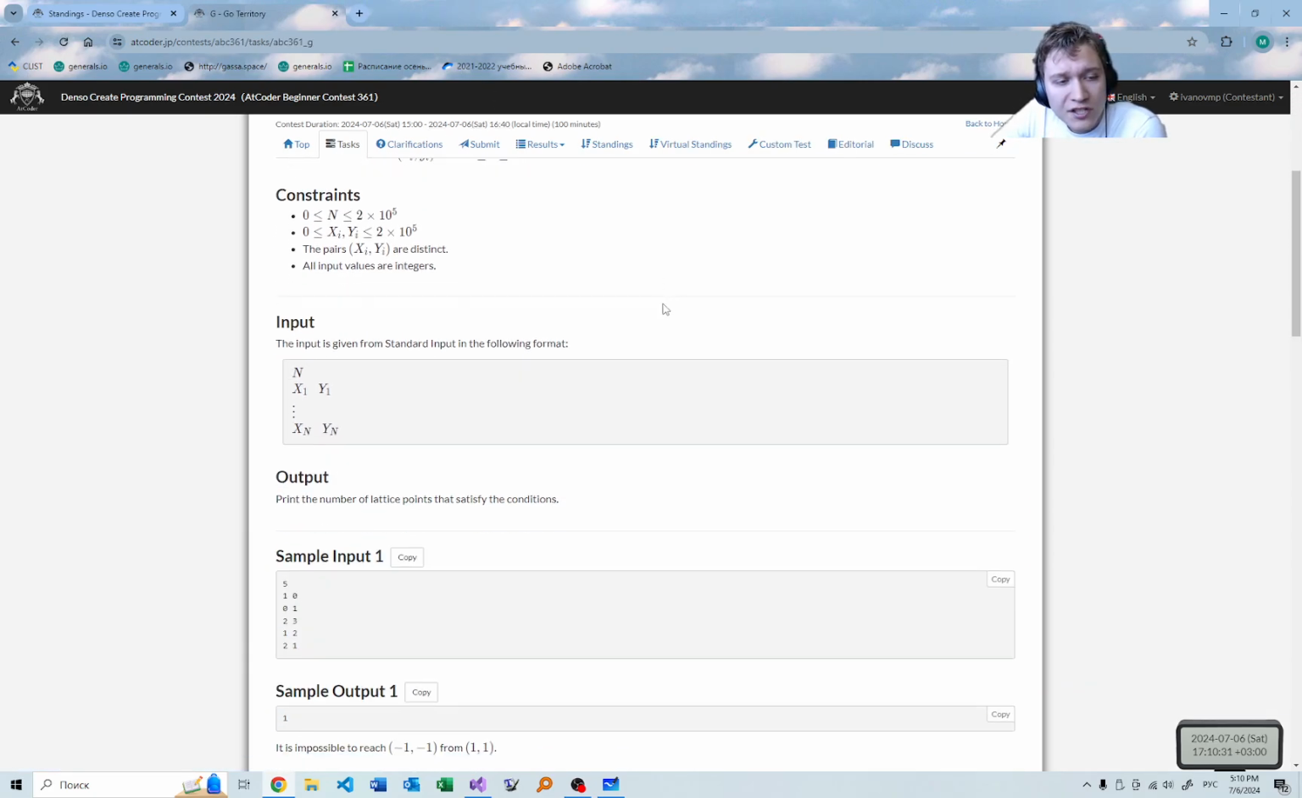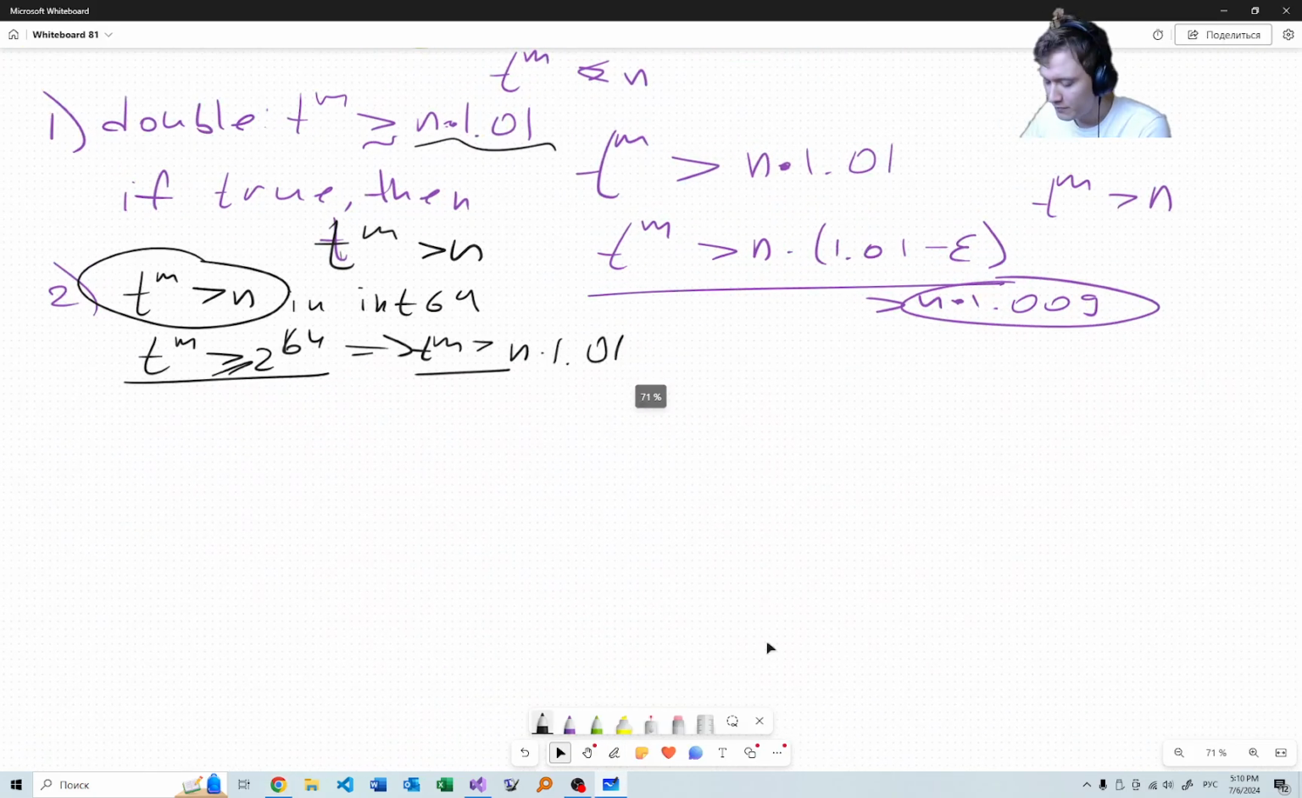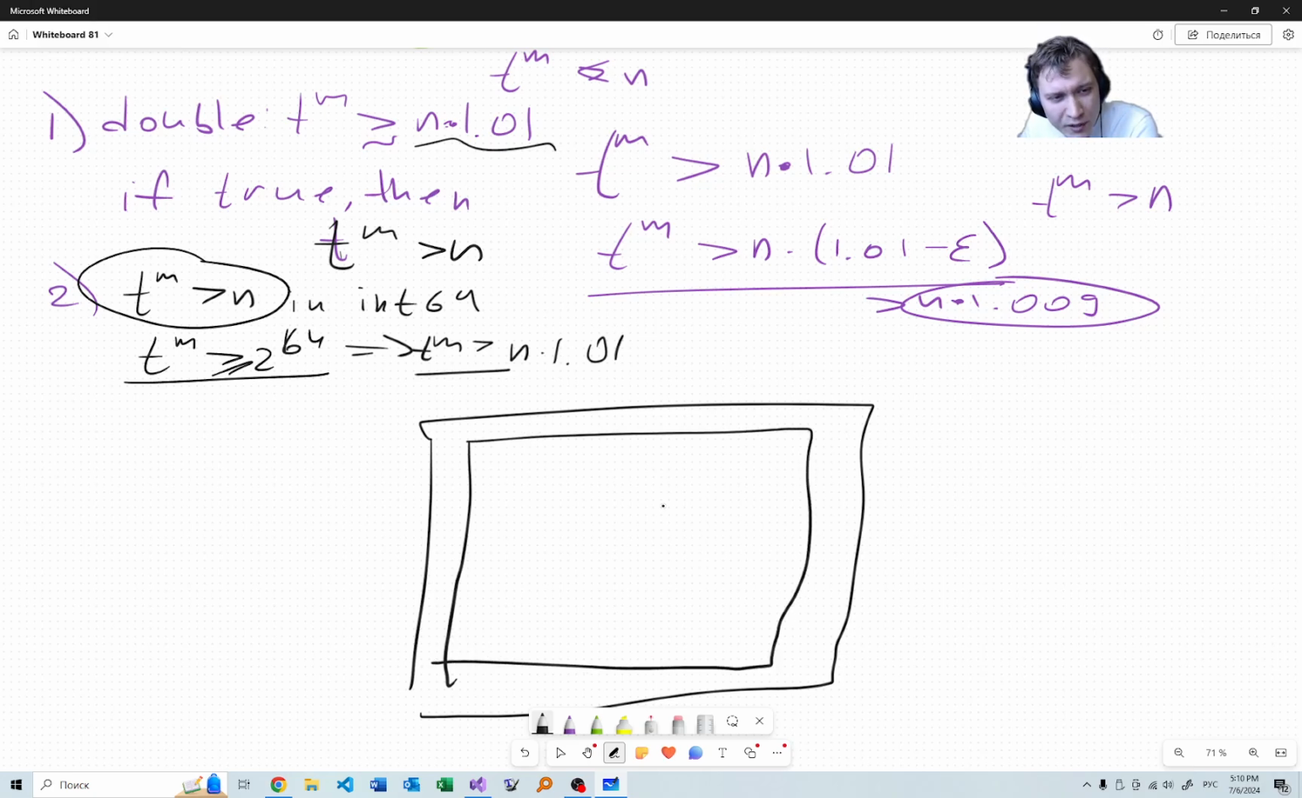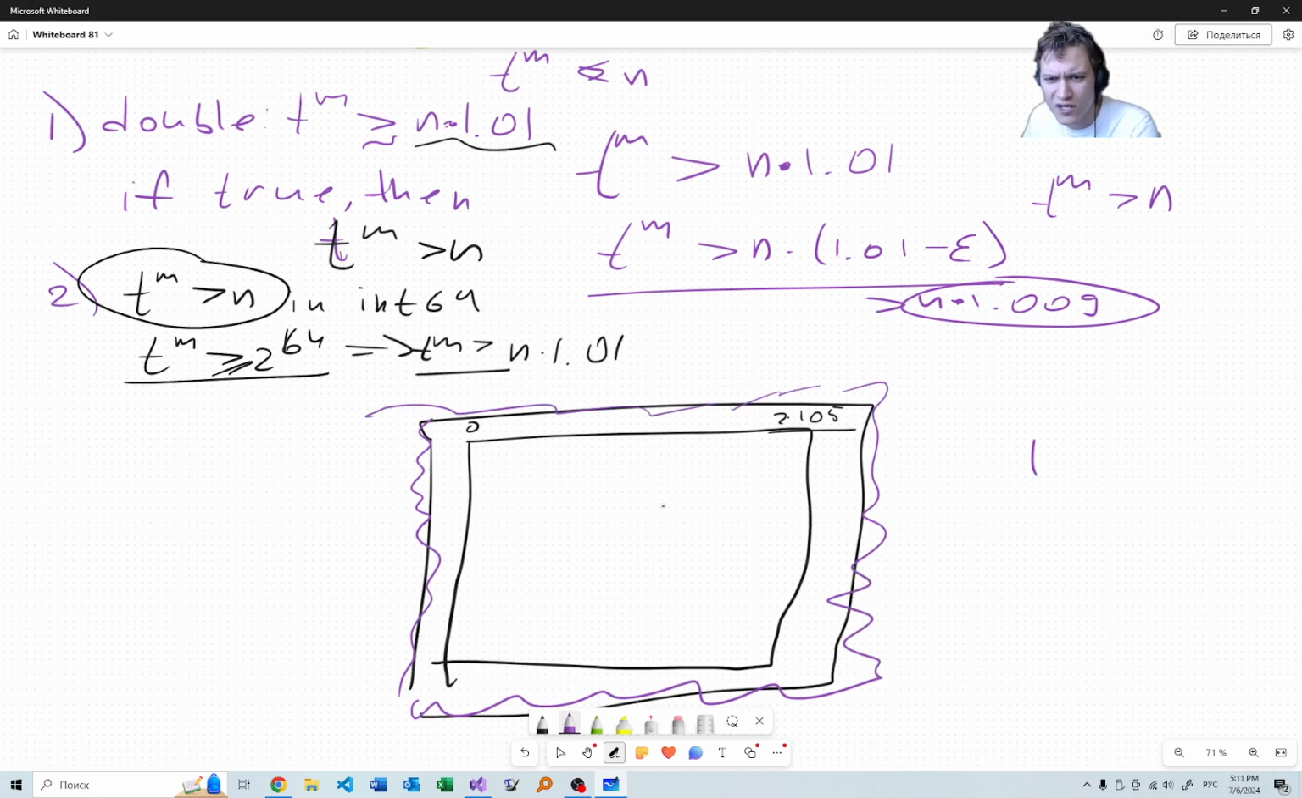Finally, problem G, Go territory. This was pain in one place. So let me just briefly explain what I did. So first of all, we know that all what is happening happens in this square from 0 to this number. Let's extend it by 1 and add this frame. So add 1 to all coordinates, and now we live from 0 to 2 to the power 10 to the 5 plus 2.